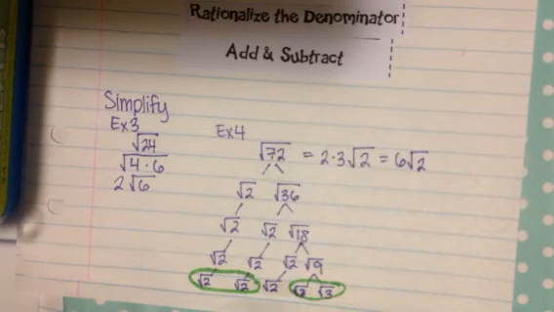So that's all we have for simplifying radicals. We will go over this a bit more tomorrow in class.